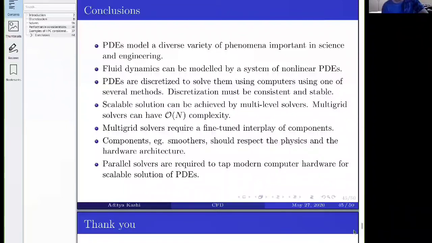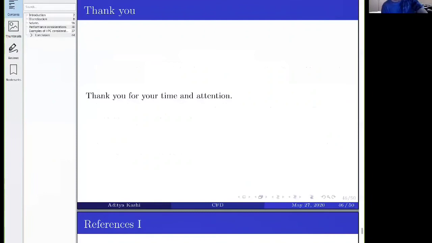And finally, parallel solvers are required to tap modern computer hardware for scalable solution of PDEs, because most of the hardware that's coming out now has stopped getting faster in clock speed. We are just getting more and more cores and processors and transistors in each device. So it is essential to use the best hardware that's available today, and we'll just be going in that direction. So scalable parallel solvers are required.